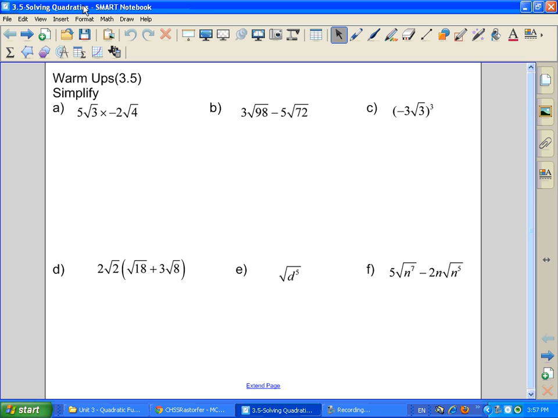First thing we're going to do is simplify. Okay, so taking a look here. Simplify means, oops, sorry. Somehow my smartboard's acting funny. Let's see if that will undo itself. There we go.